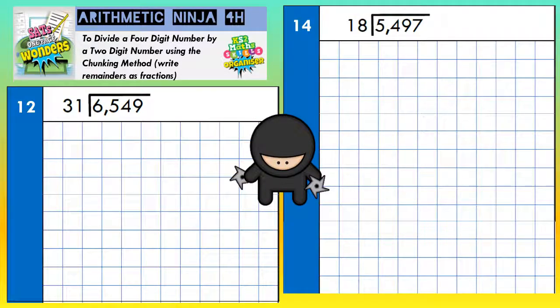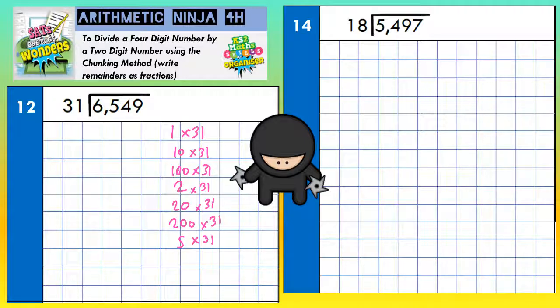Question 12. We're now dealing with chunks of 31. So let's write out the same chunks again: 1 lot, 10 lots, 100 lots, 2 lots, 20 lots, 200 lots, and 5 lots. Obviously, we're dealing with chunks of 31, so it's 1 lot of 31, 10 times 31, 100 times 31, 2 times 31, 20 times 31, 200 times 31, 5 times 31.